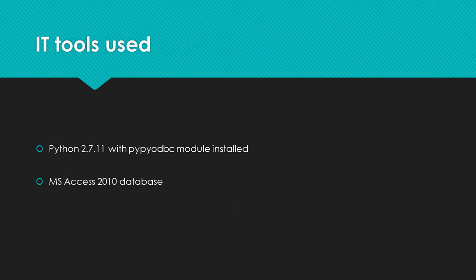So the IT tools that have been used: Python 2.7.11 is the version of Python that has been used, with the pyodbc module installed, and an MS Access 2010 database is also used. So the pyodbc module is the module that has been used to establish a link between Python and MS Access. So the MS Access database is the place where all the details have been stored. For example, all the crop details, the farm details, the farmer profile, and all stuff like those.